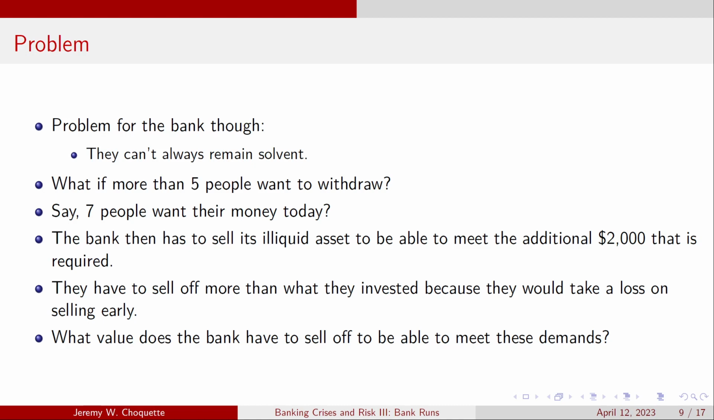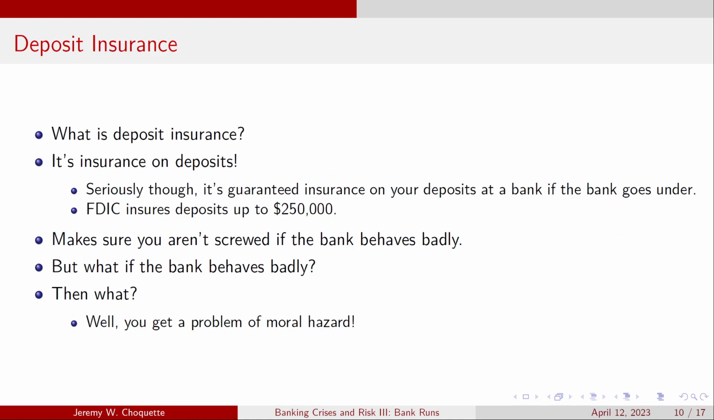Now, what value does the bank have to sell off to be able to meet these demands? Well, that really depends on the market. They may have to sell a little bit more, like just a couple $100 more. They may have to sell like a few $1,000s more. It really depends on the state of the market. But the issue is, if they have to sell these additional assets before they're set to mature, they lose money. And that's not a good thing.